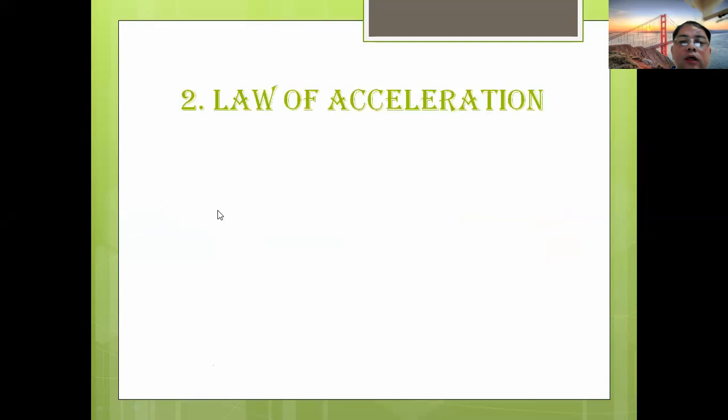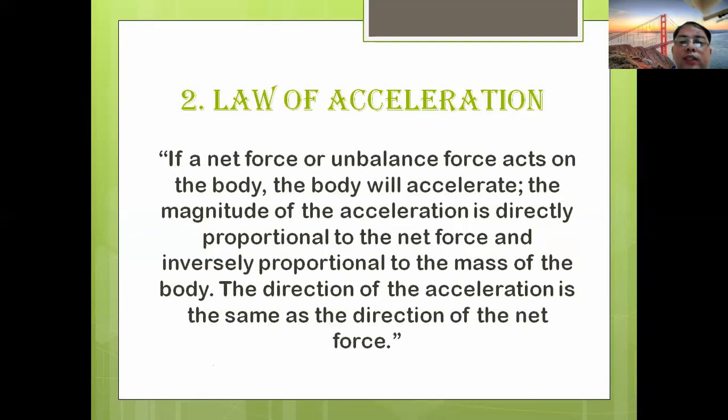Among the laws of Newton, the law of acceleration, or Newton's second law, is the one which will have an equation. The two other laws, number one and maybe the third one later, we will not have an equation for. So here's the statement of the law of acceleration. If a net force or an unbalanced force acts on a body, so if the forces F1 and F2 are no longer the same, and they will have a resultant, what's the effect? The body will accelerate. So acceleration can either be speeding up or slowing down.